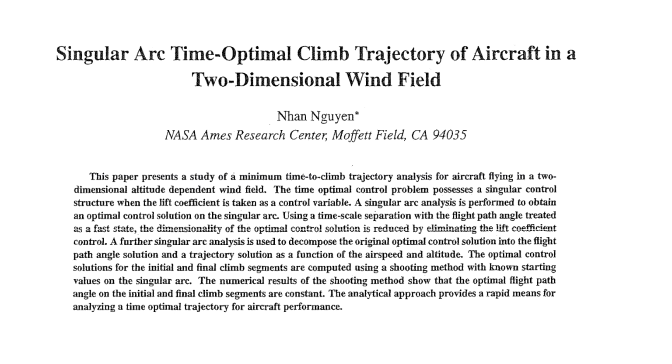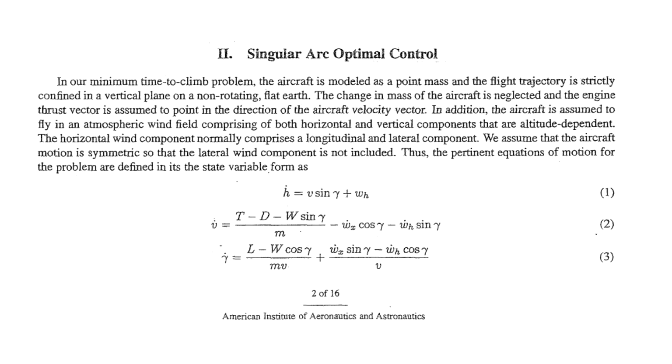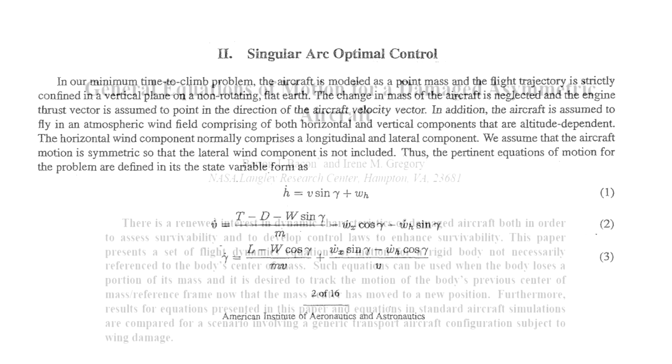18. A NASA study done in 2006 titled Singular Arc Time Optimal Climb Trajectory of Aircraft in a Two-Dimensional Wind Field performed a minimum time-to-climb trajectory analysis for aircraft flying in various wind conditions. On page 2, the document admits, in our minimum time-to-climb problem, the aircraft is modeled as a point mass and the flight trajectory is strictly confined in a vertical plane on a non-rotating flat Earth. Why would all these NASA experiments, equations, and models all strictly confine themselves to a non-rotating flat Earth, unless that was the correct assumption?